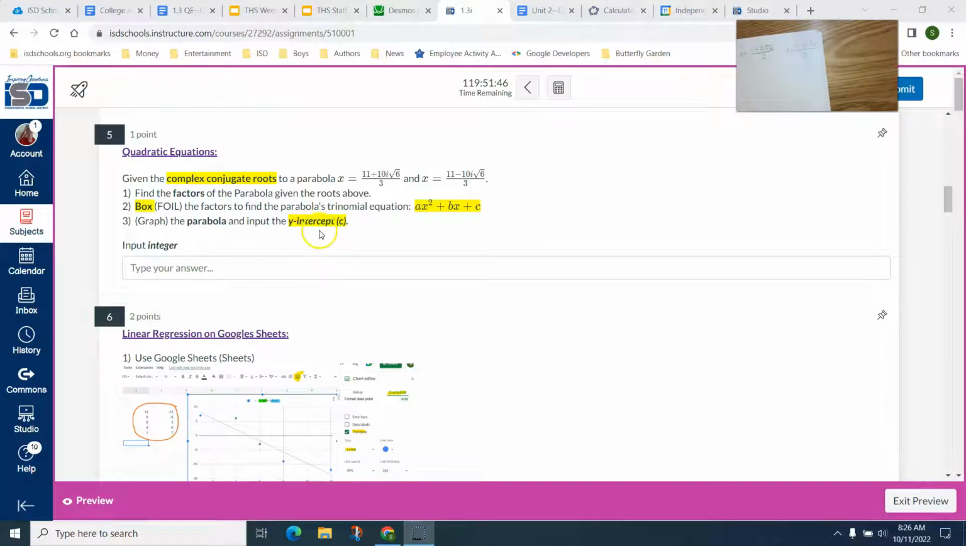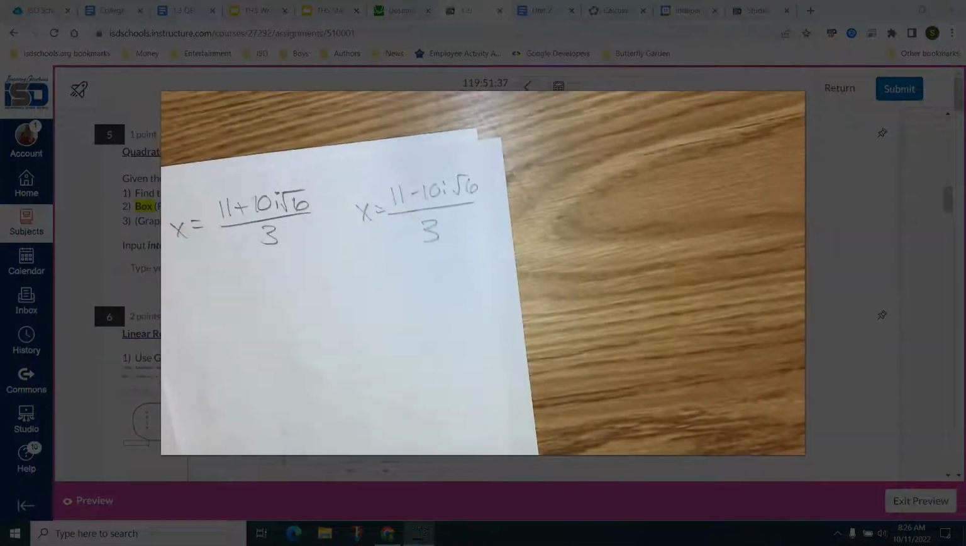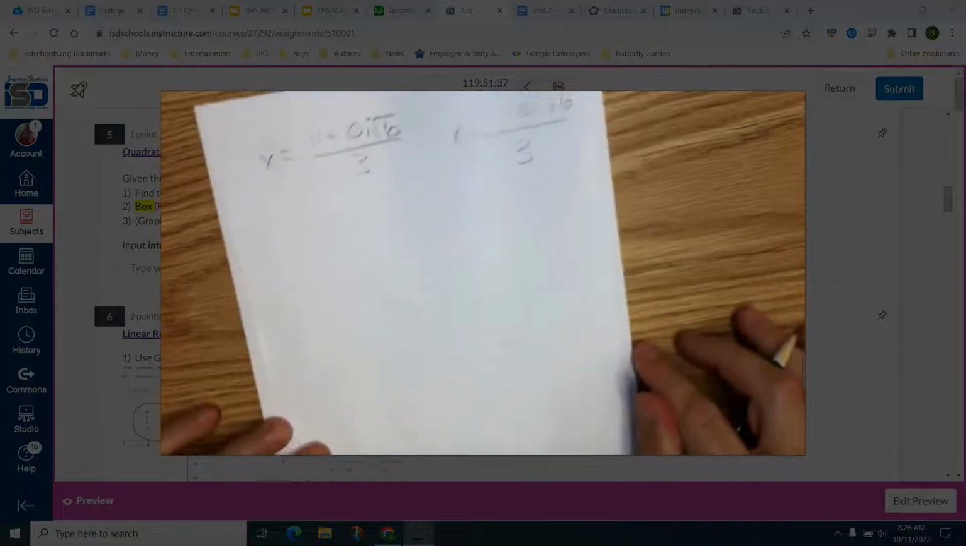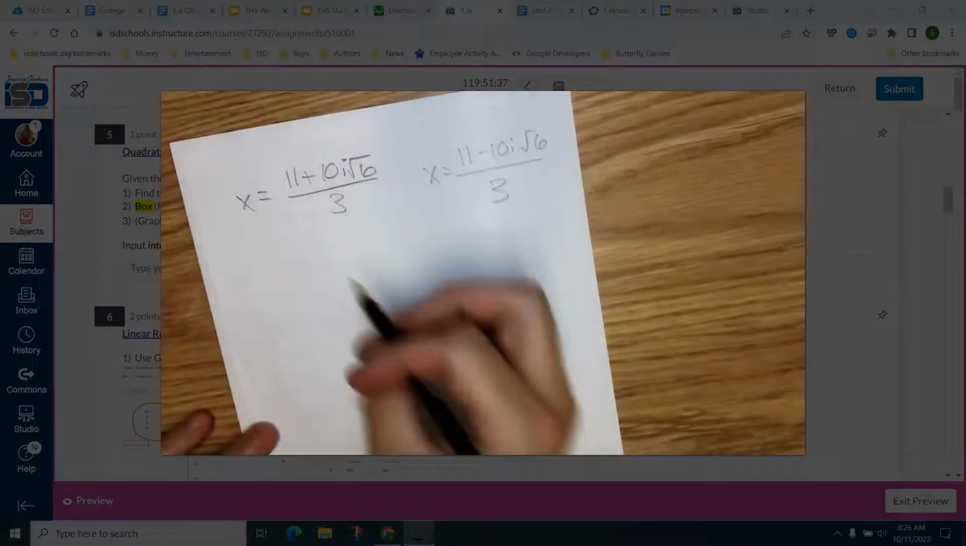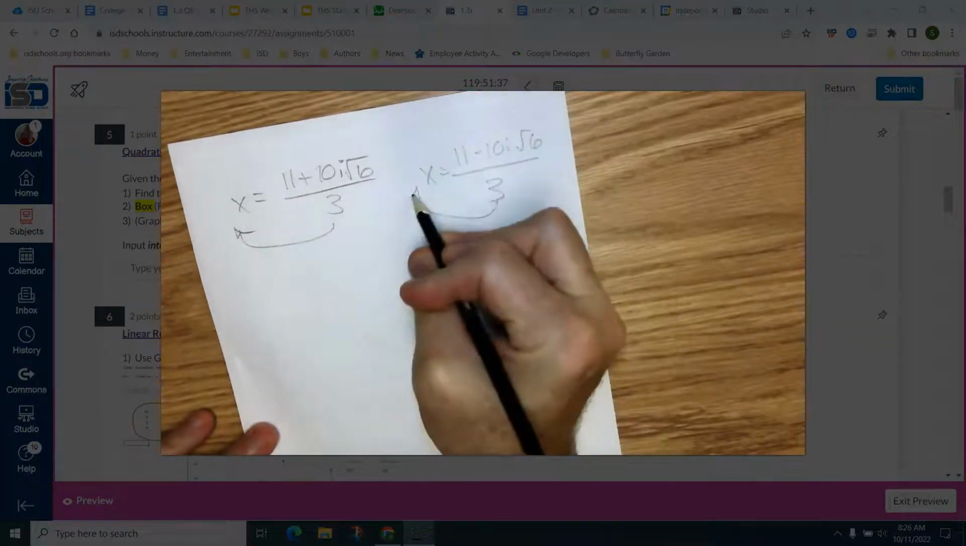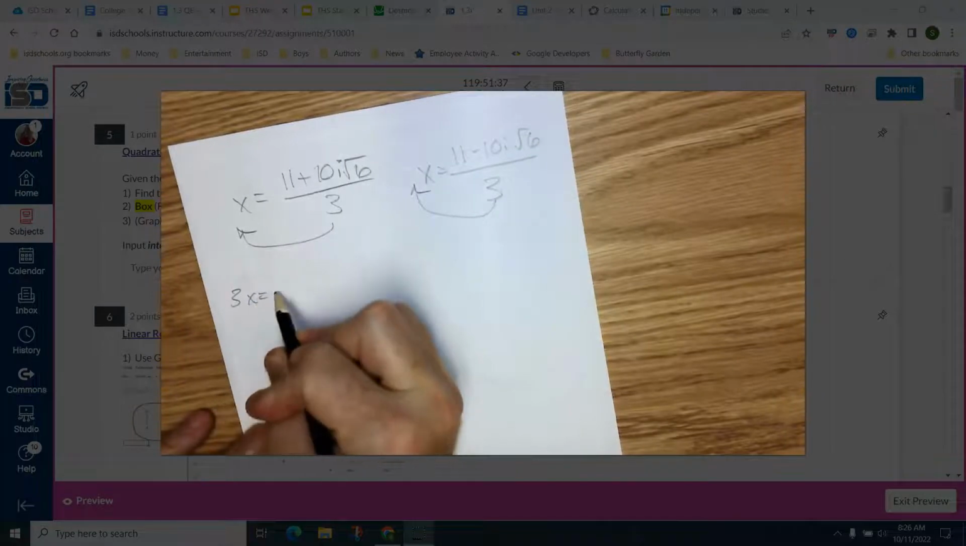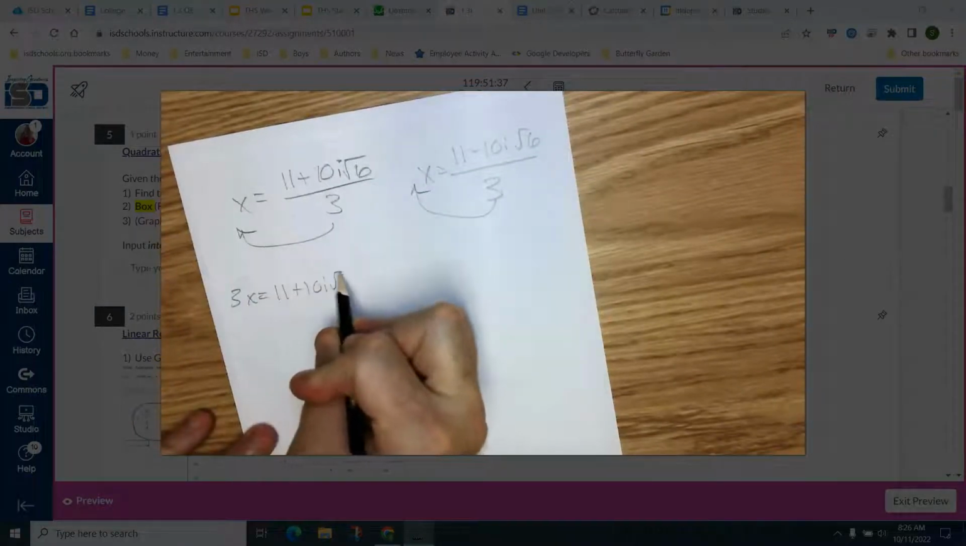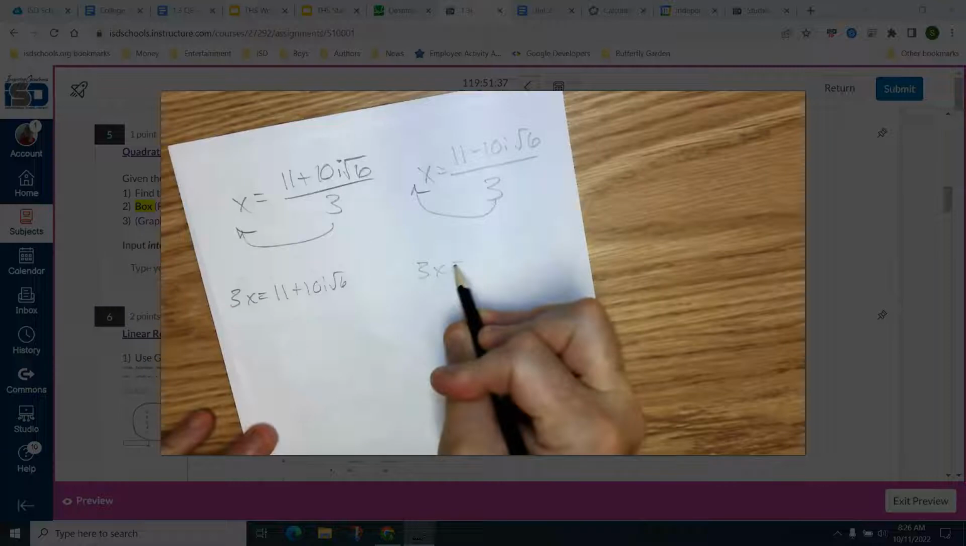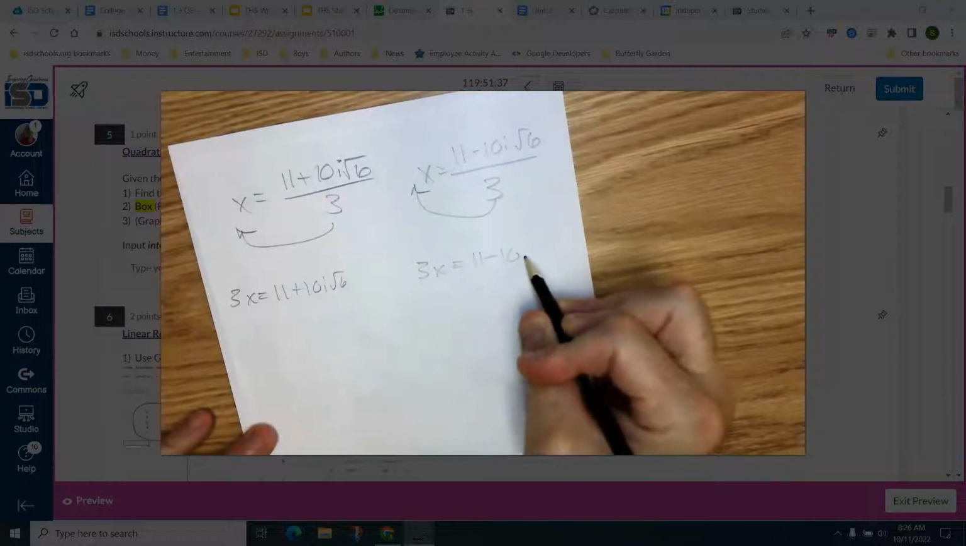Alright, so now we're going to do it again. The y-intercept we're looking for after we put these two roots together. Oh my, look at that. We got a fraction and everything. So let's go to my page right here. Alright. First thing I need to do is cross multiply. I'm going to take the 3 and move it up here. So I have 3x is equal to 11 plus 10i radical 6, and 3x equals 11 minus 10i radical 6.